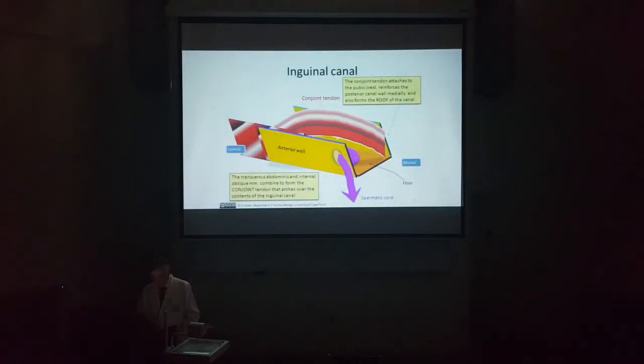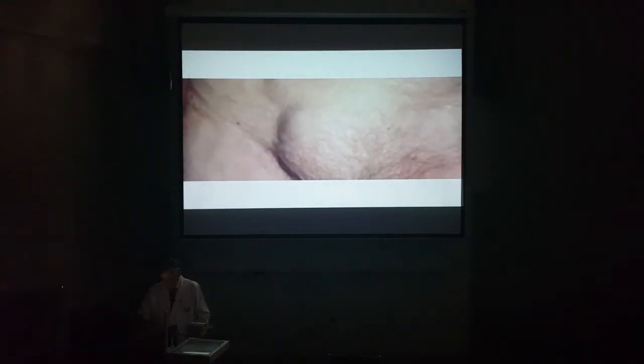The roof is an arched conjoint muscle, the transversus abdominis and the internal oblique. You know what kind of hernia this is? This is direct.